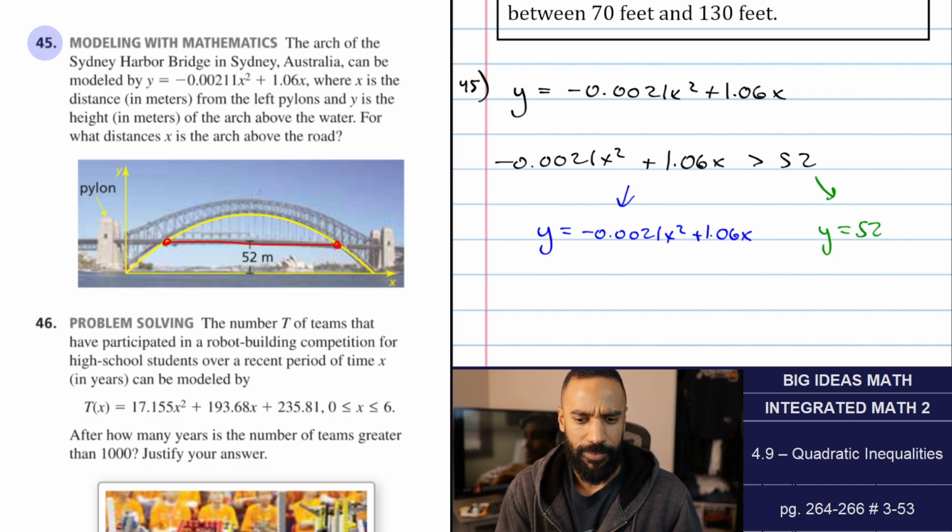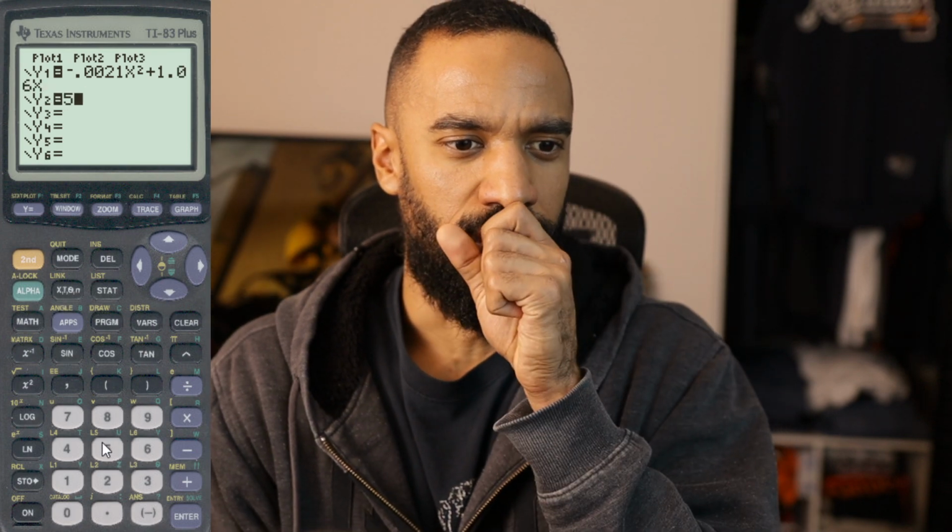So I'm going to use my graphing calculator here. We're going to do y equals negative 0.0021 x squared plus 1.06 x. Excuse me. Oh, y equals 52. All right.